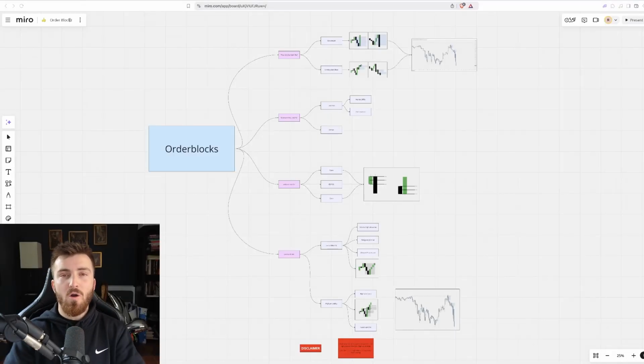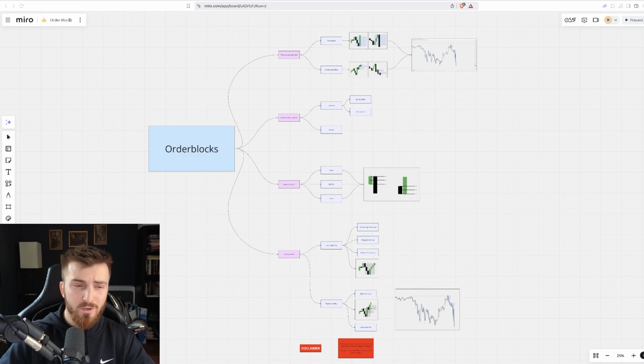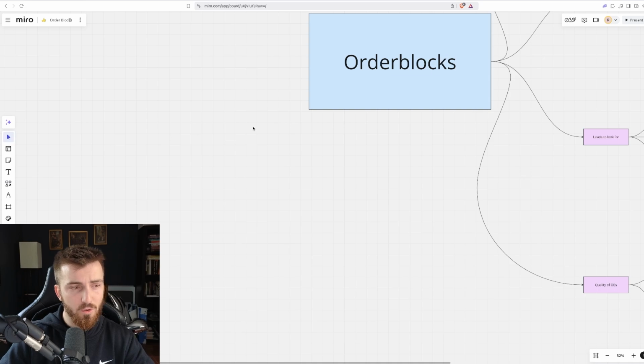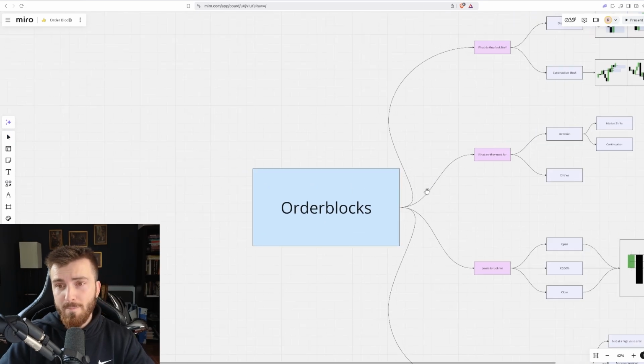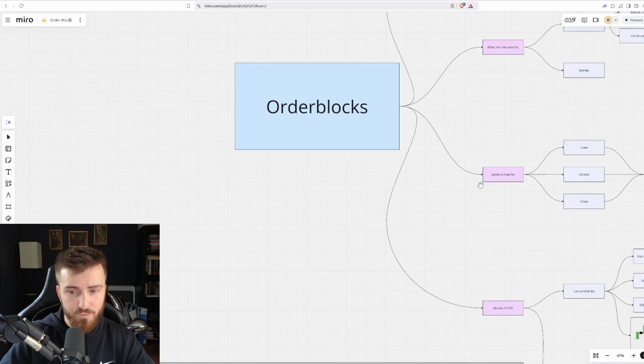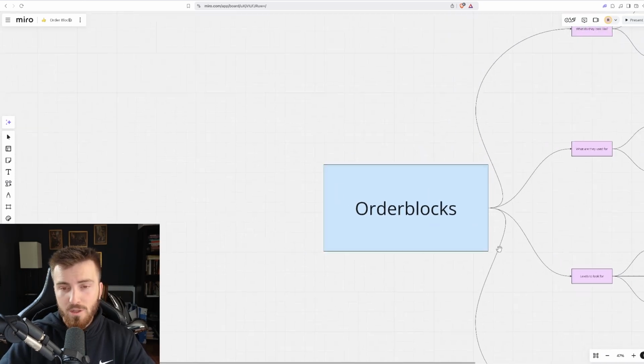Okay, we are back. We talked about fair value gaps, and today we are going to talk about the other concept, which is very, very important, which is order blocks. We're going to simplify order blocks because the goal of this course is not to overcomplicate things for you. We are going to talk about what they look like, what they are used for, levels to look out for, and quality of order blocks.